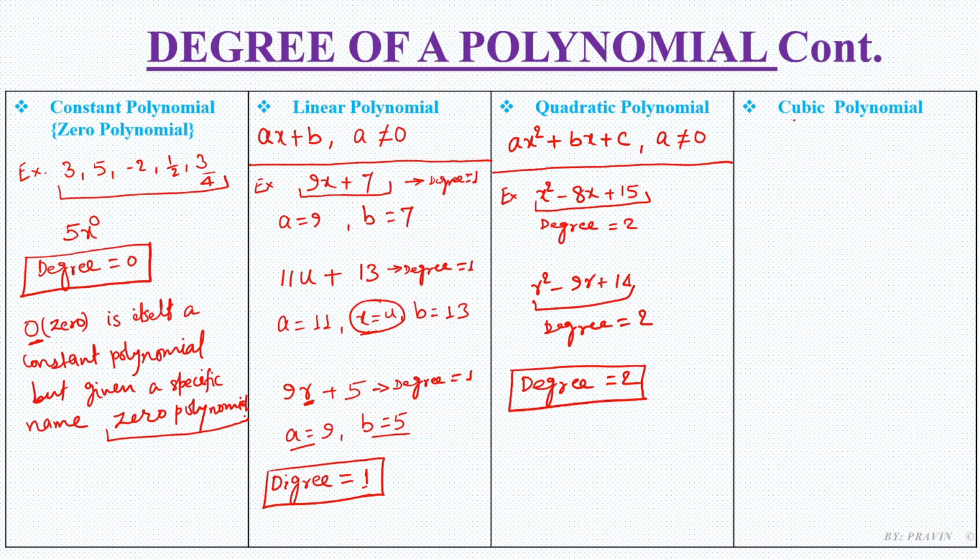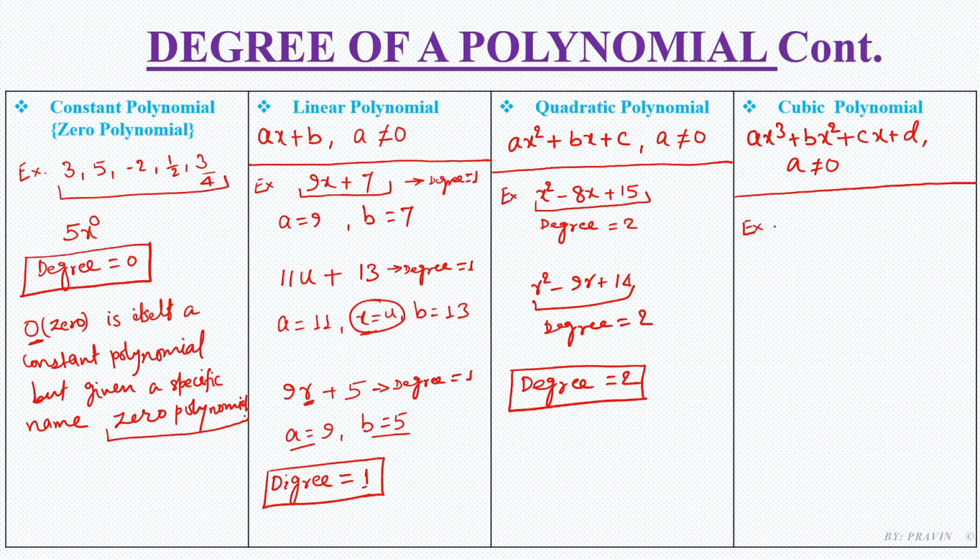Moving next to the cubic polynomial, it looks like ax cube plus bx square plus cx plus d, where a can't be 0. Similarly, the reason for not putting a is equal to 0 is that if you put a is equal to 0, then the x cube term will vanish, because when you multiply a number with 0, you get the product 0. So then it will no longer be a cubic polynomial.